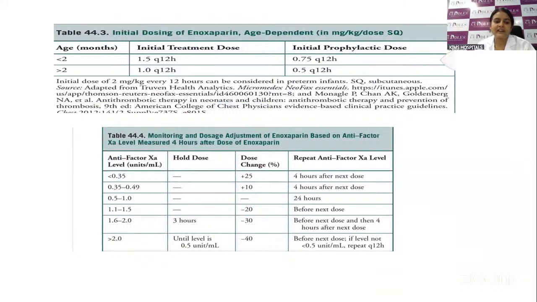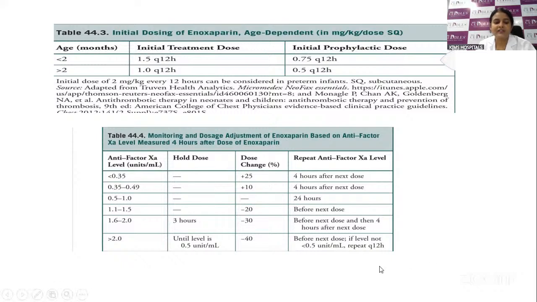This slide shows the monitoring and dose adjustment of enoxaparin based on anti-factor 10A levels. If the anti-factor 10A level is less than 0.35, the dose has to be increased by 25%, and the level has to be checked 4 hours after the next dose. If it is 0.35 to 0.49, the dose is increased by 10%, and the level is checked 4 hours after the next dose. If it is 0.5 to 1, the dose remains the same, and the level has to be checked 24 hours after changing the dose.